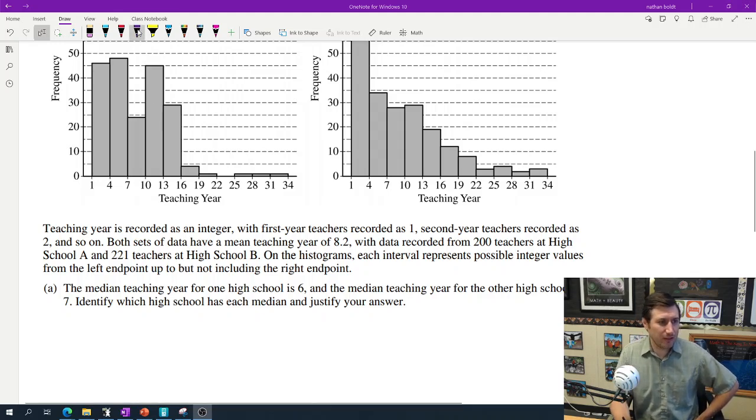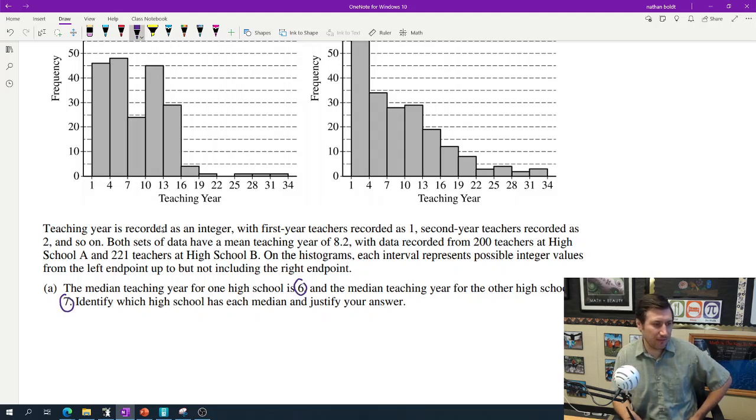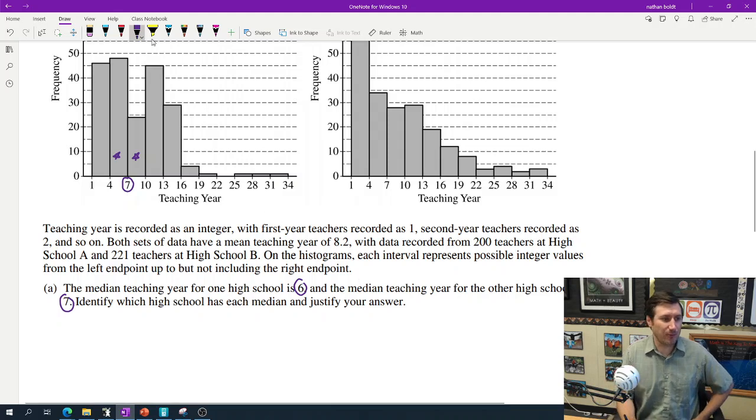This one's kind of a weird question. It's sort of a coincidence that you are allowed to answer this question because 6 and 7 are the boundaries of one of the bins. That's why you can answer this question. So for this high school, if the median is supposed to be in this bin, then you know it has to be 6 because it can't be 7. If it's in this bin, however, you know it has to be the 7 because it can't be the 6. That's how histograms work. Each bin includes the left endpoint, but not the right endpoint.